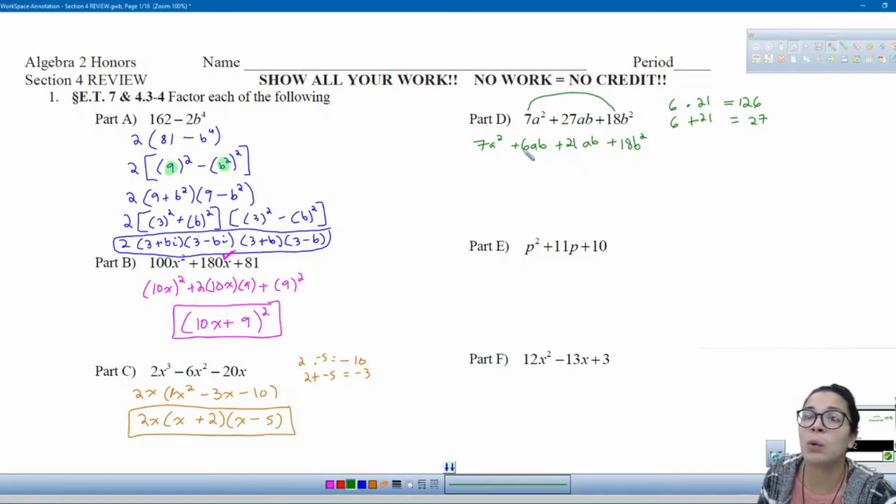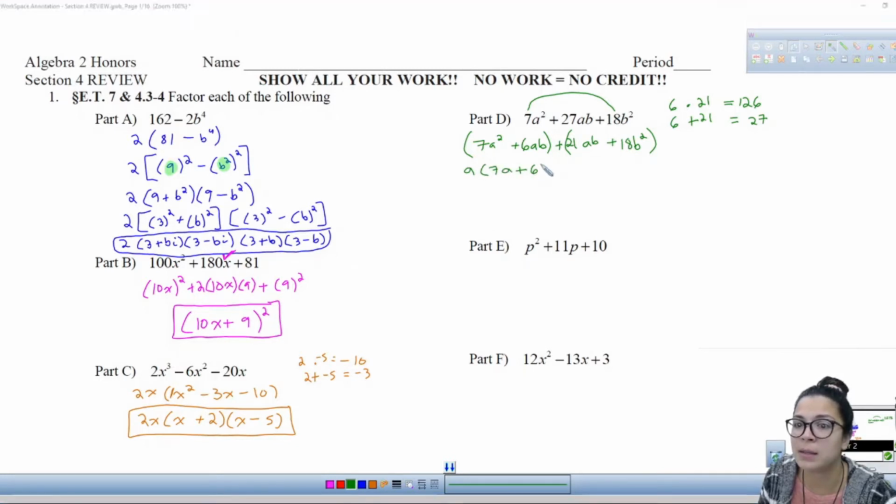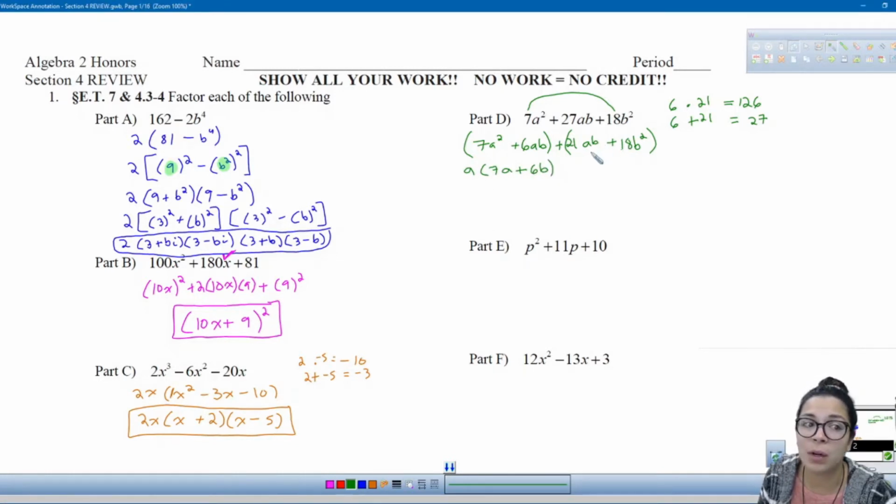From here, we're going to go ahead and group to factor. So group the first two terms, factor out as much as you can. Group the last two terms, factor out as much as you can. From the first two terms, I could just factor out A, which leaves me with 7A plus 6B. From the last two terms, from 21 and 18, those have a common factor of 3. So I could factor out 3, and I could also factor out a B, which leaves me with 7A plus 6B.